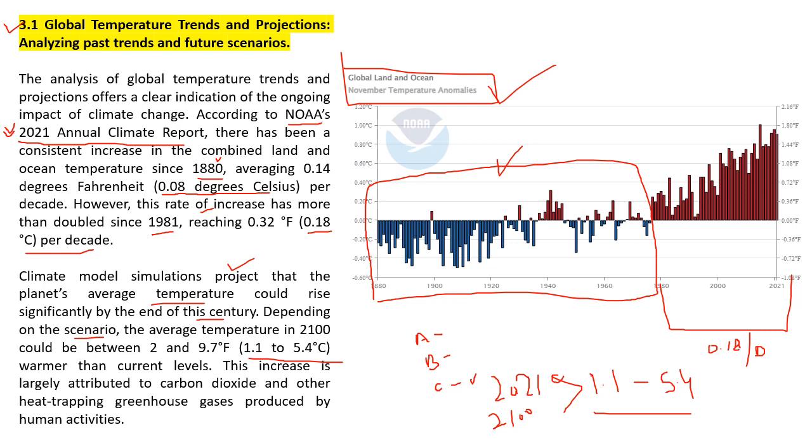This is in the average temperature of planet Earth. This is the upper side and this is the lower side. So this is all because of carbon dioxide gas. So this is the trend in the rise in temperature.